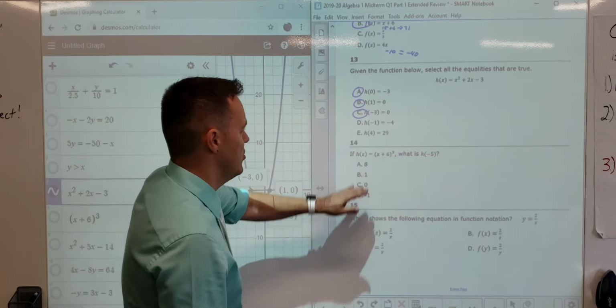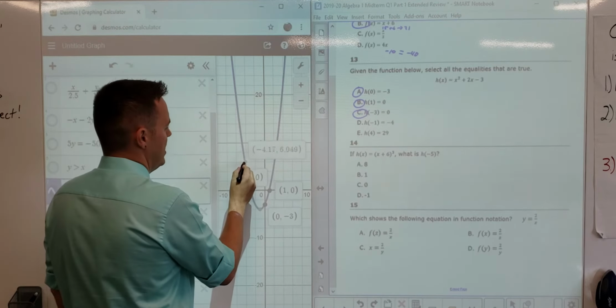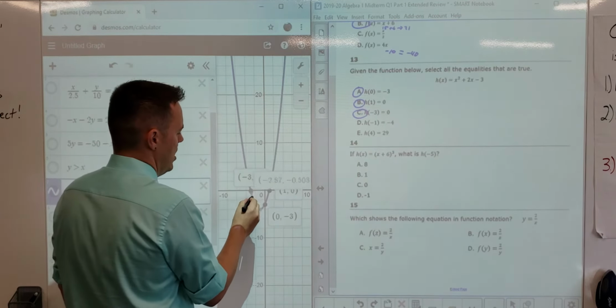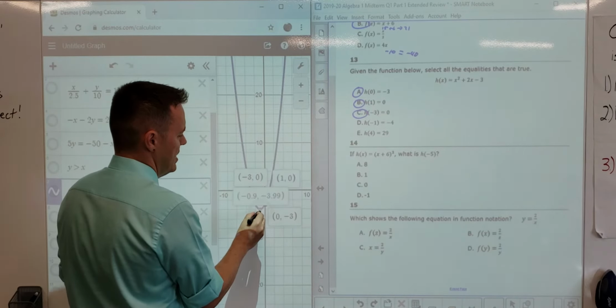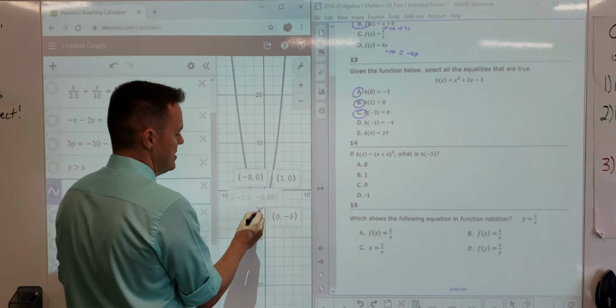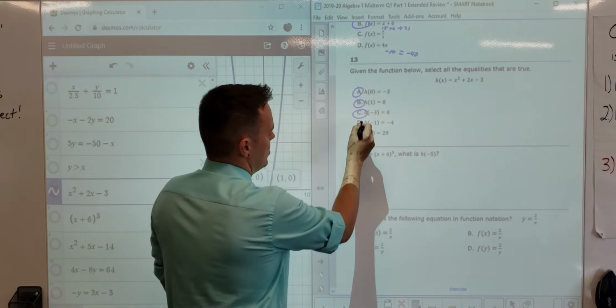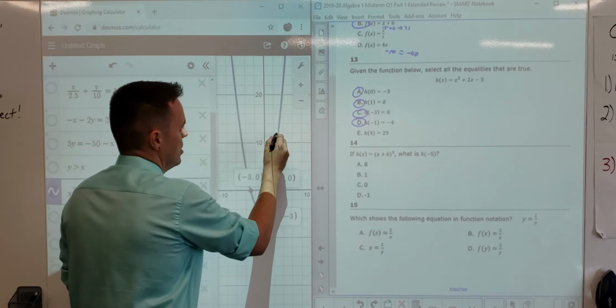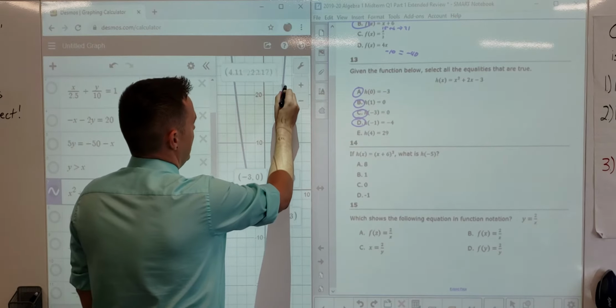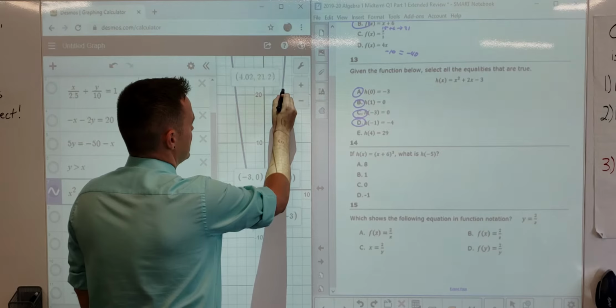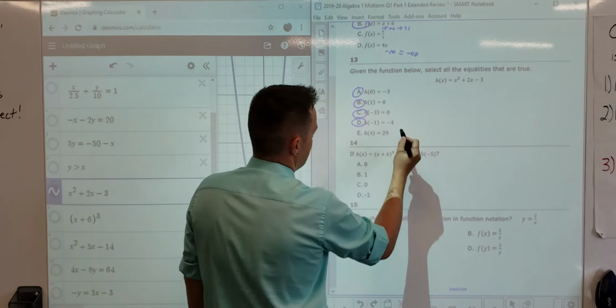Okay, then you go negative 1. Is negative 1 the value of negative 4? The answer is actually on this one, yes. And then the last one, ladies and gentlemen, is at number 4. So if I go x is 4, is it 29? If you guys look on this, when it's 4, the actual answer is 21. So it is not an answer.